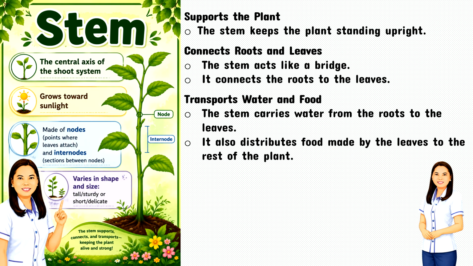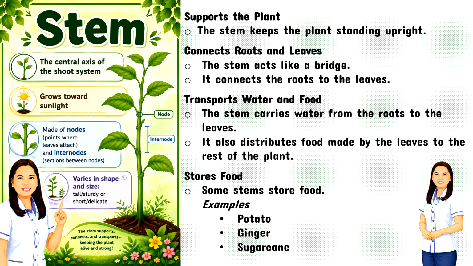Transport water and food. The stem carries water from the roots to the leaves. It also distributes food made by the leaves to the rest of the plant and stores food. Some stems store food. Examples are potato, ginger, and sugarcane.